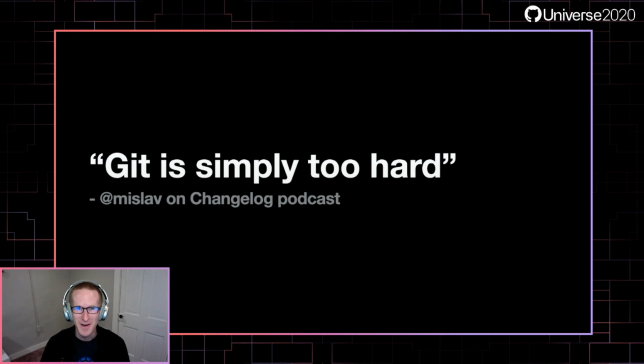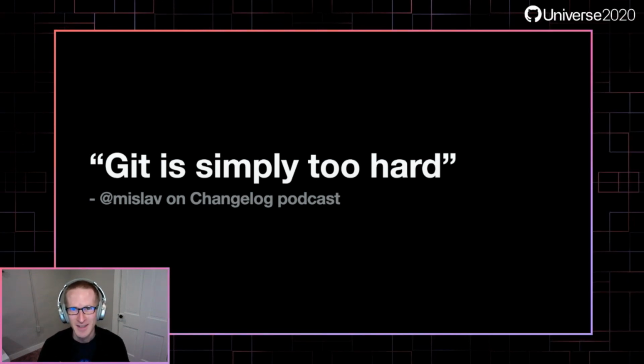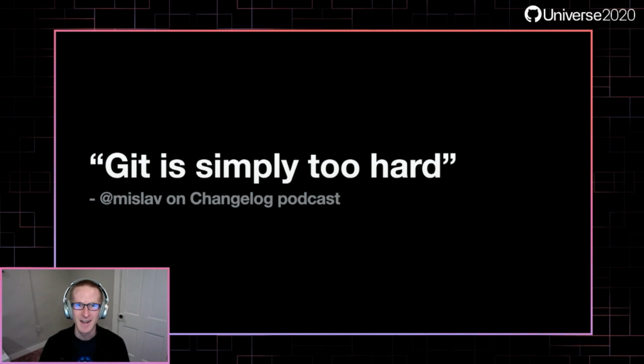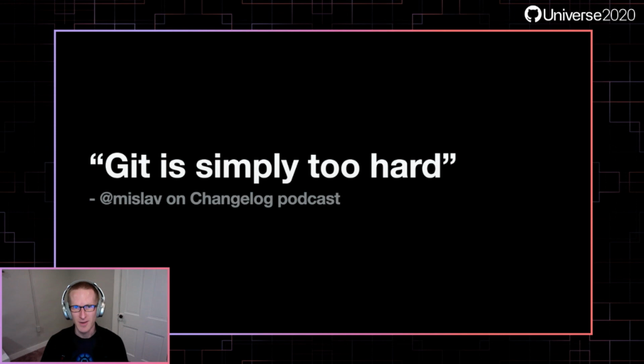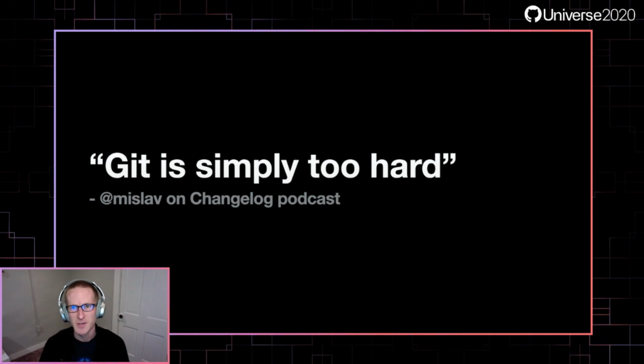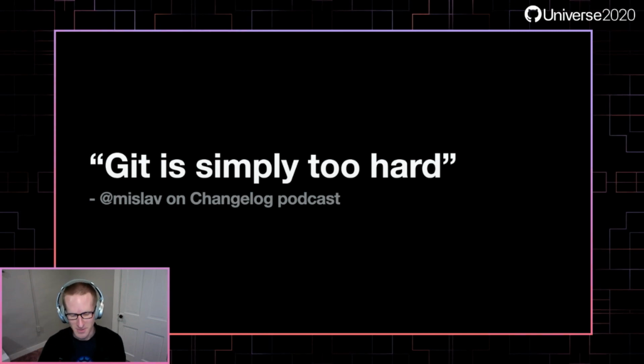Git is an incredibly powerful tool that enables you to do so much, but in the words of my colleague Mislav, Git is simply too hard. GitHub Desktop takes all of the complexity of Git and distills it into the most important things, so you can easily overcome those points of friction and focus on what matters most, to allow you to build the most amazing things.